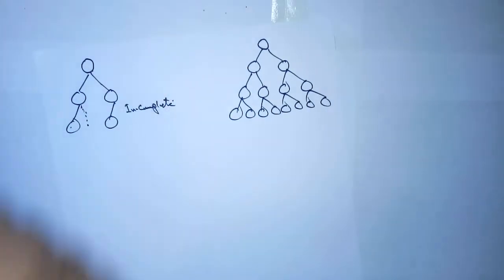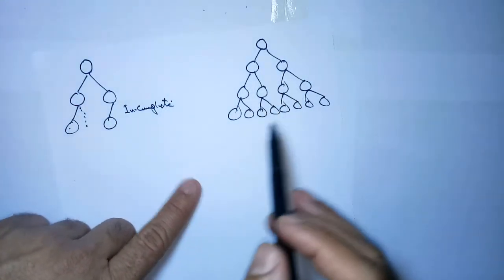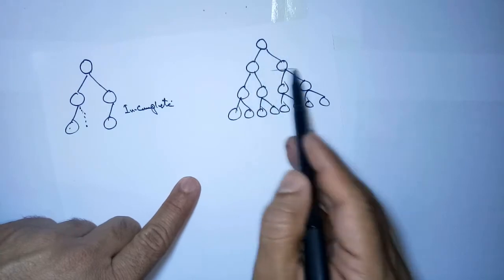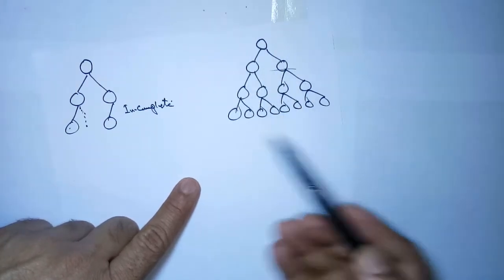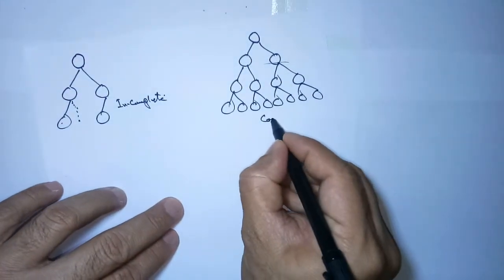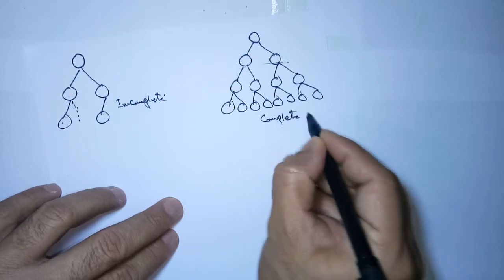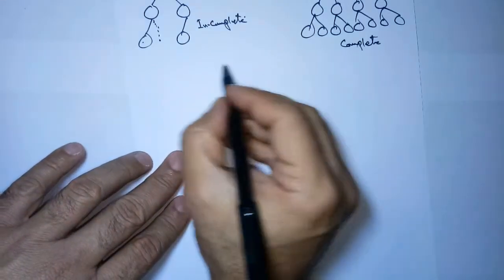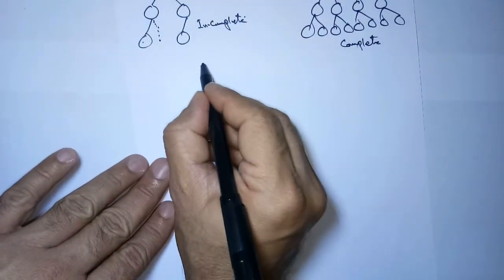Okay, so if I have a tree like this, what type of tree is this? You can see at every level all the nodes are present. So this is a complete binary tree, right? Complete. Okay.